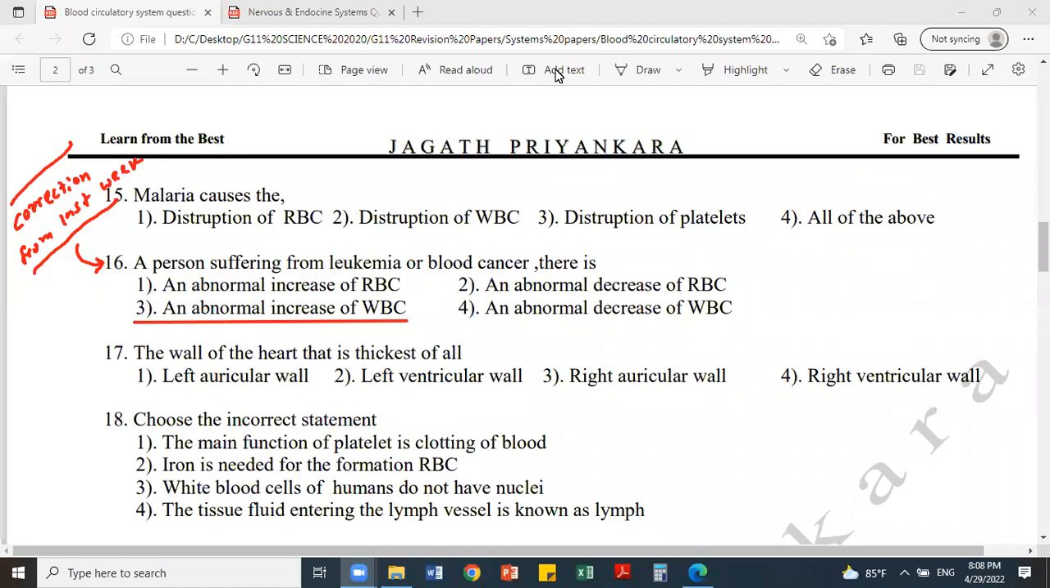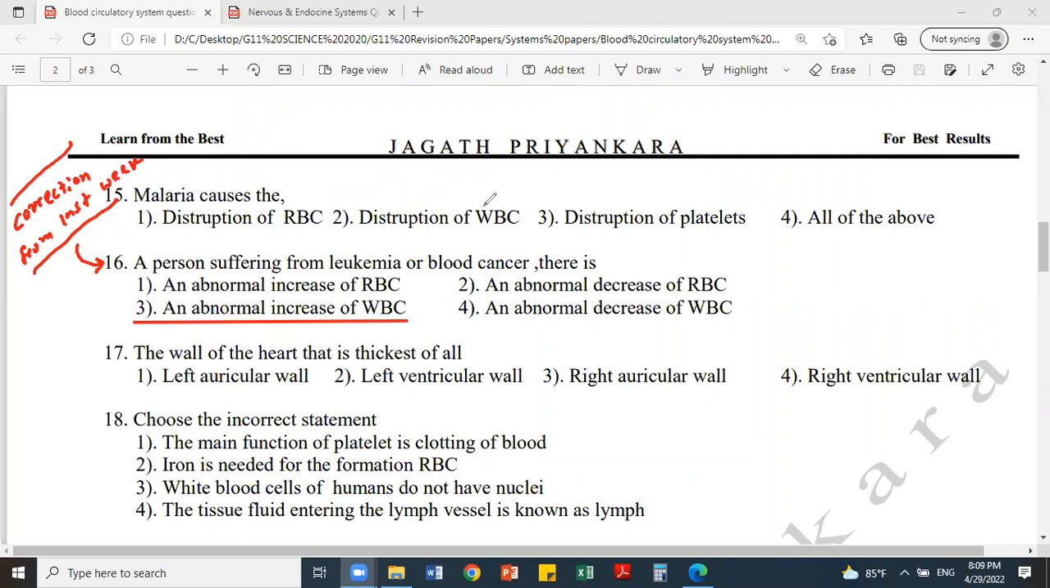Good evening, everyone. Last week we did blood circulatory system revision, and as a small correction, question number 16 about abnormal decrease of WBC should be corrected as an abnormal increase of WBC. That is the third answer, right? Last week by mistake I marked the fourth answer. It should be the third answer.